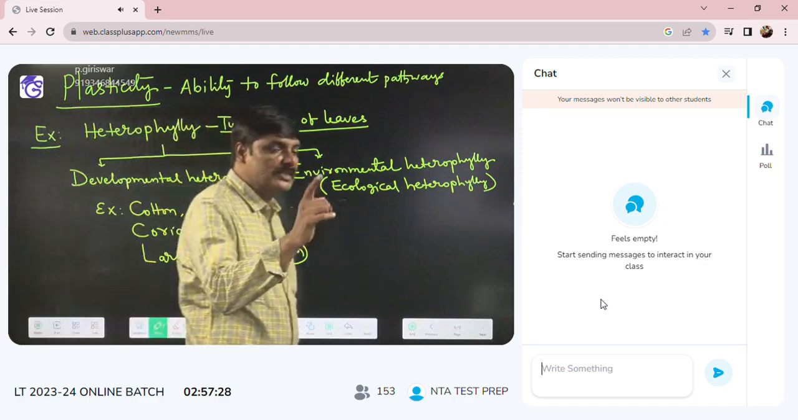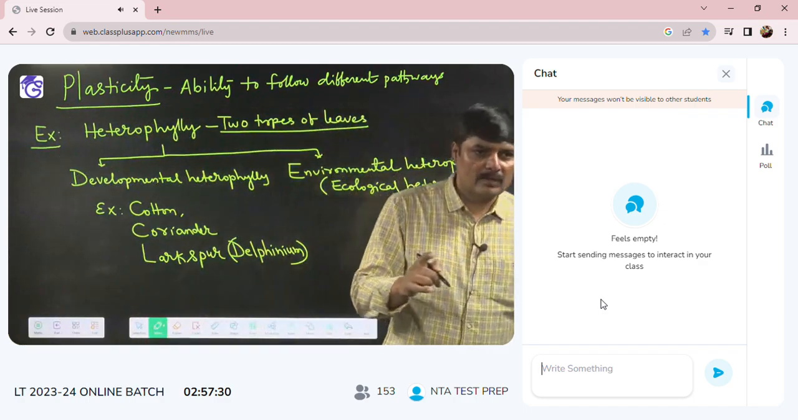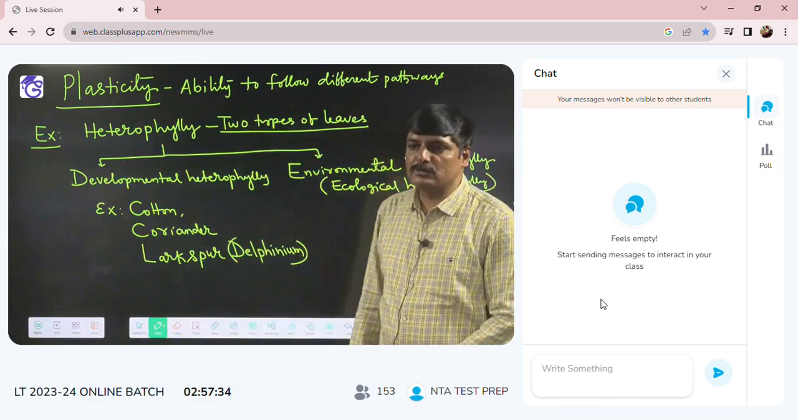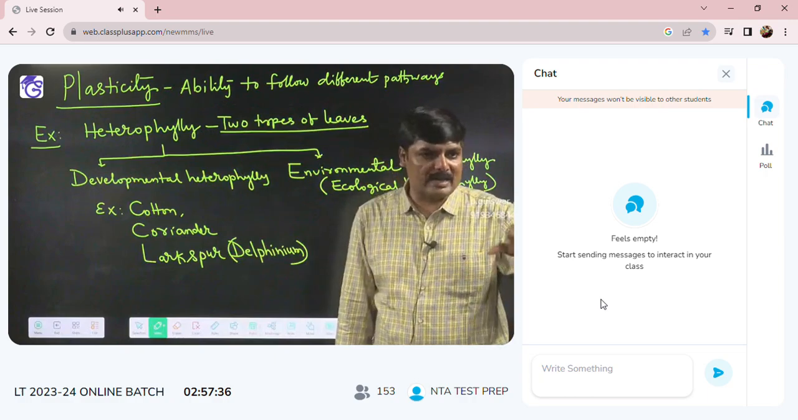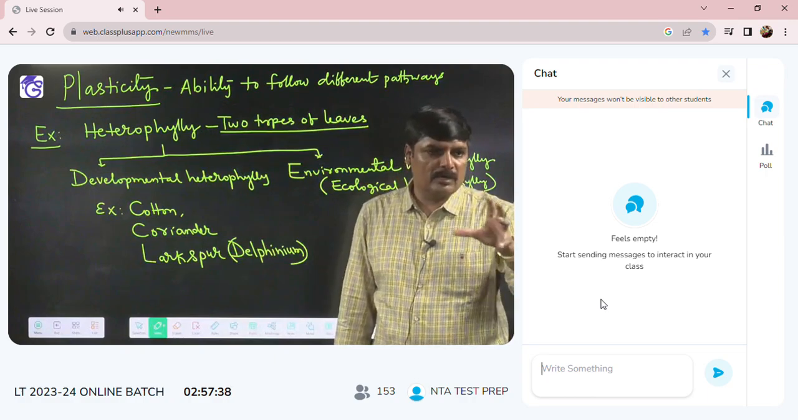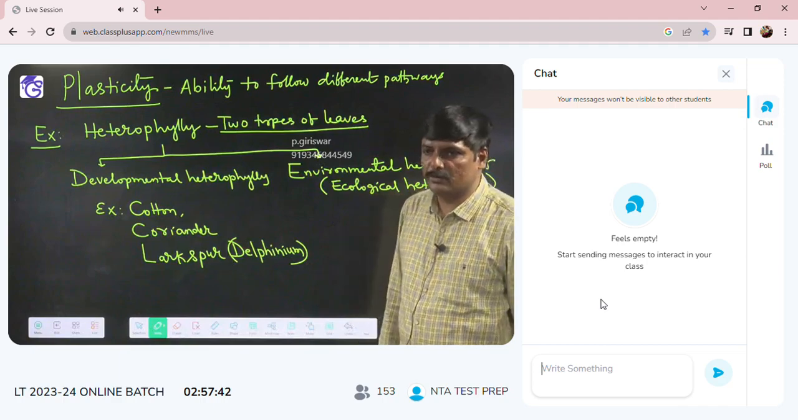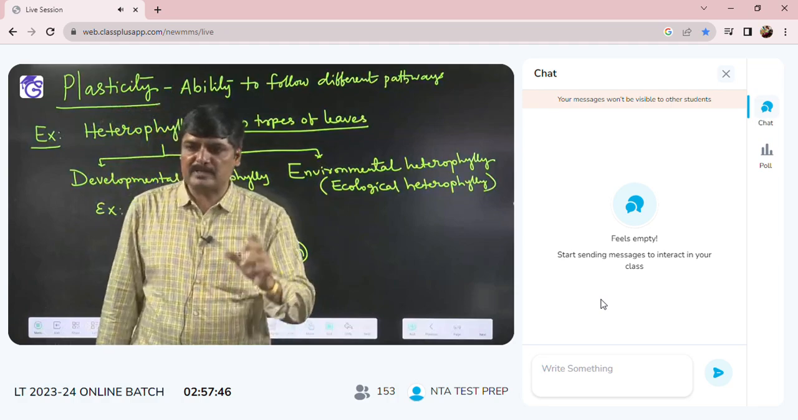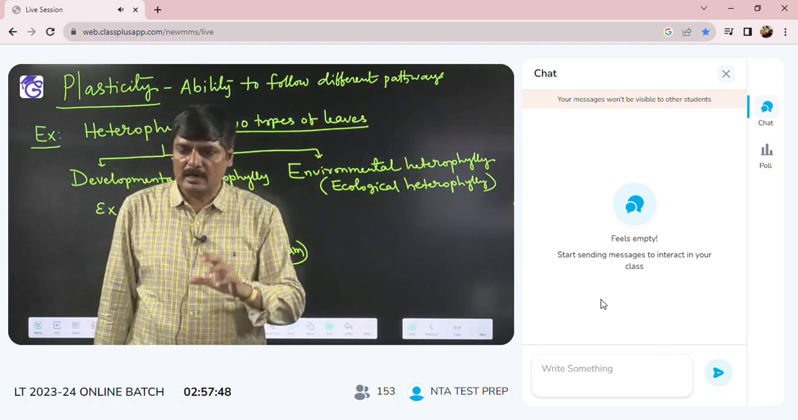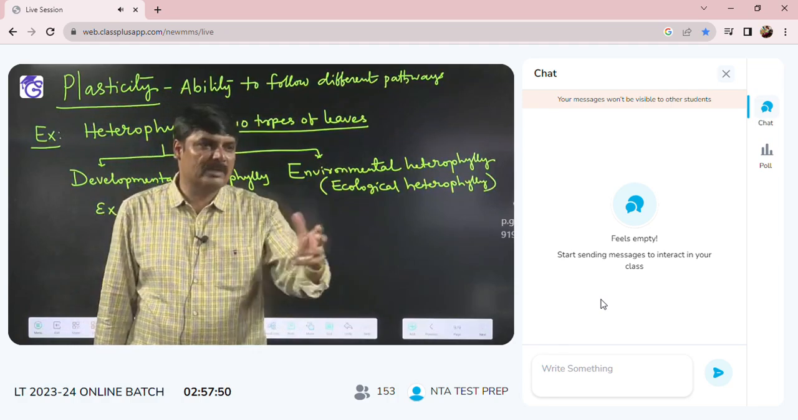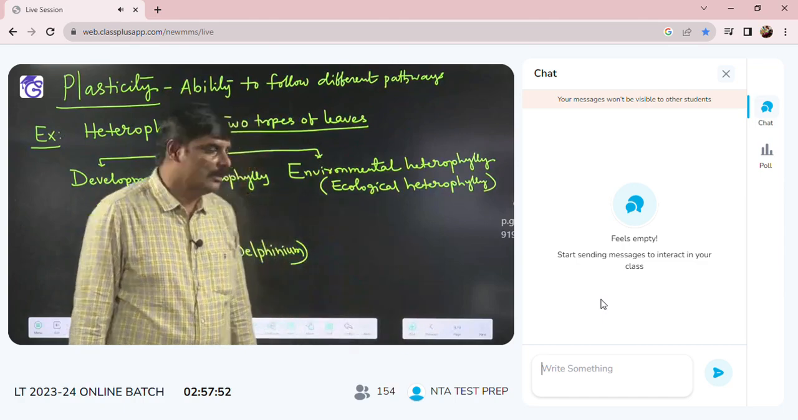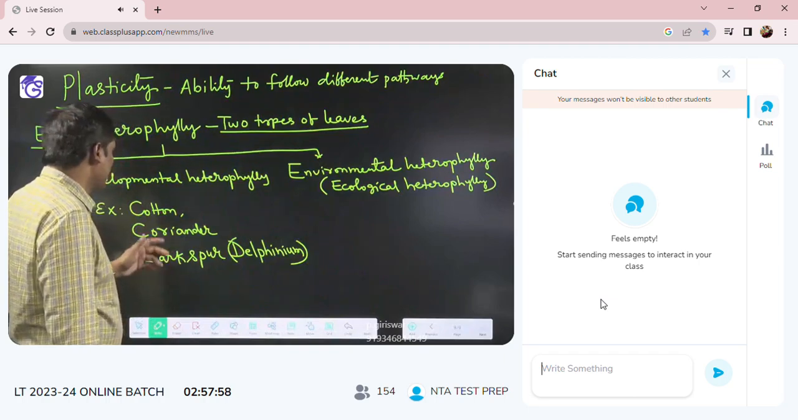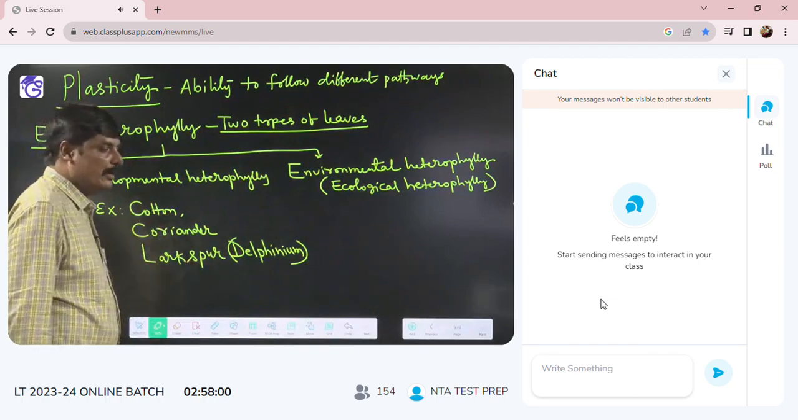You have to see the diagrams also, and what shapes are present in coriander, cotton, and larkspur. Those diagrams are also scanned and given in the exam. So you have to observe the diagrams, all of you. One shape of leaf is present in the young stage, and at maturity the shape of the leaf is changed into another type. As the shape of leaves is according to the development, that is why it is developmental heterophily.